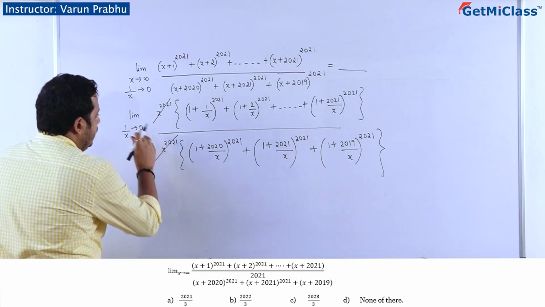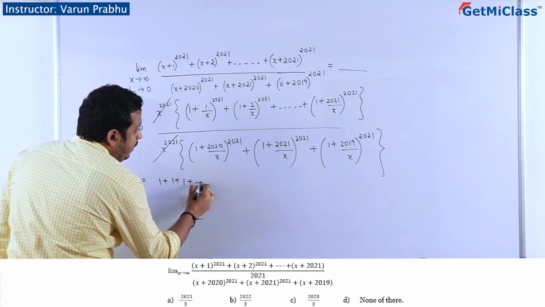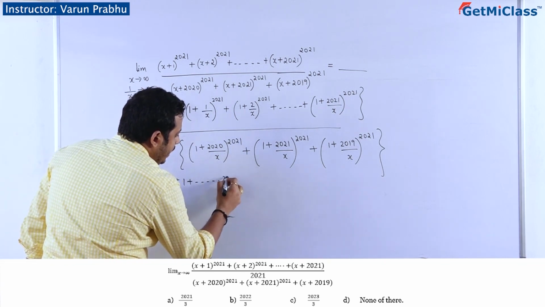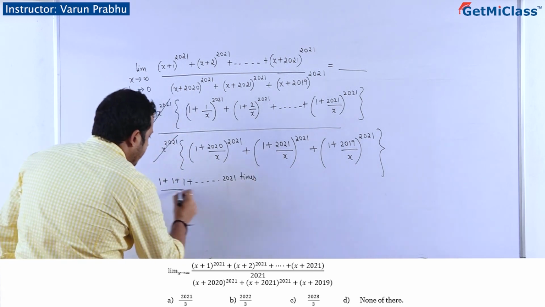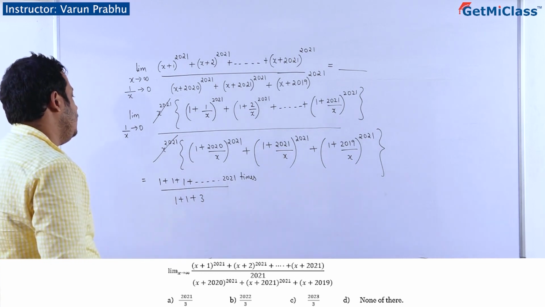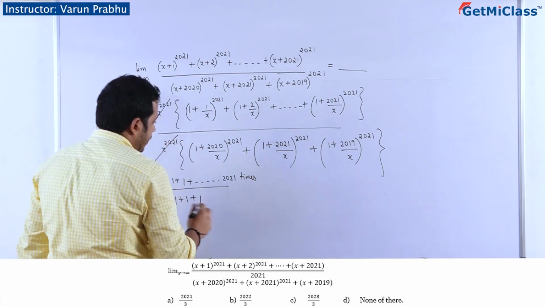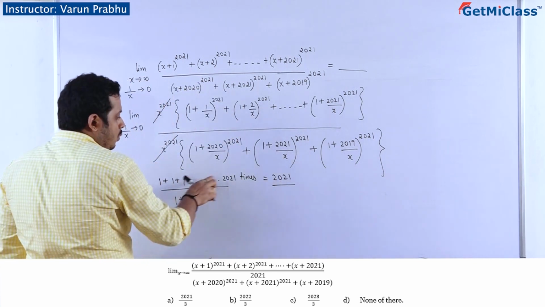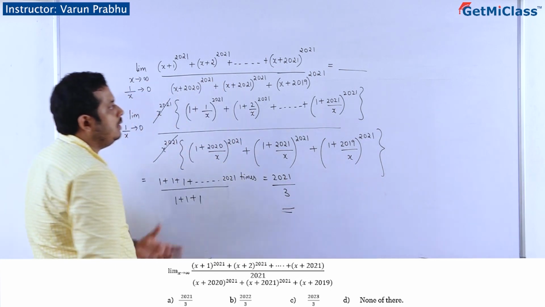This is equal to, see, 1 by x tends to 0, right? You will get 1 plus 1 plus 1 plus 1 plus 1, so on up to how many times? So on up to 2021 times, divided by 1 plus 1 plus 1. So what is the answer that we get? 1 plus 1 plus 1 up to 2021 times can be written as 2021, right? And in the denominator, if you add 1 plus 1 plus 1, you will get 3. So 2021 divided by 3. This will be the answer to the question.